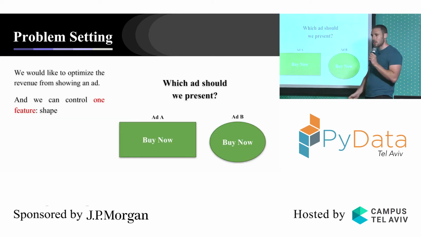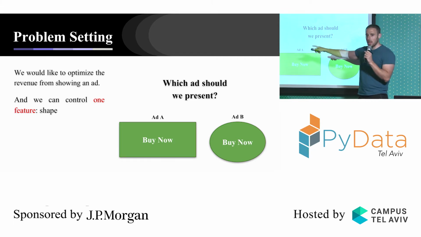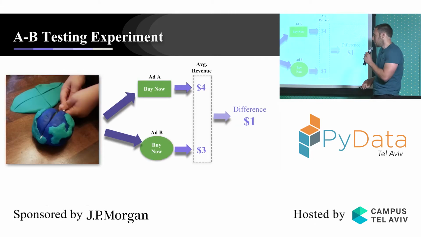Okay, so I think this is the textbook example of an A/B testing experiment. We have an ad. It can be either circular or rectangular. And we want to know which version works better. Now, an A/B testing experiment is meant to control for only one feature. That's why it's red over there. The basic experiment design looks something like that.